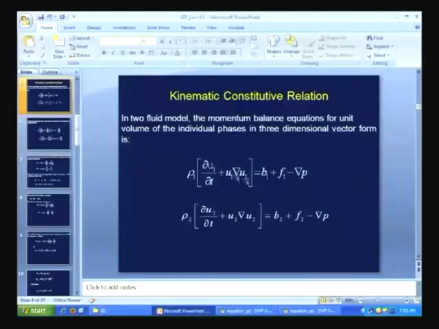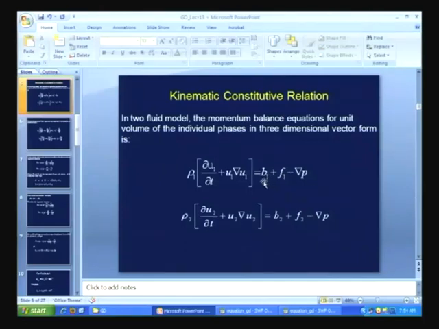So, in the three dimensional form, you find it resembles probably the Navier-Stokes equation which you have already done, is it not? We have a time dependent term, we have an inertia dependent term, and then B1 and B2, they are the body forces, okay? Body forces per unit volume of the fluid element. That means this is written for phase 1, this is written for phase 2.